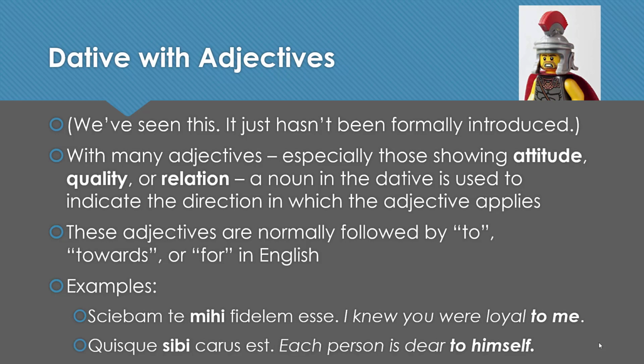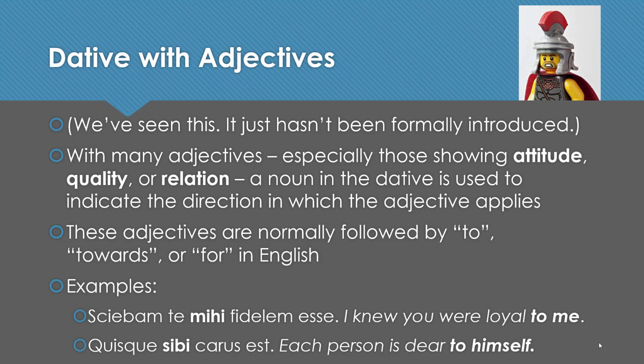Same thing here: quisque sibi carus est. Each person is dear to himself, to or for himself, right? And it makes sense as far as the translation goes. So words like faithful, loyal, dear, those are ones that you're going to see, and it's really just, hey, it's datives with an adjective. There's nothing new there. We've seen these before.